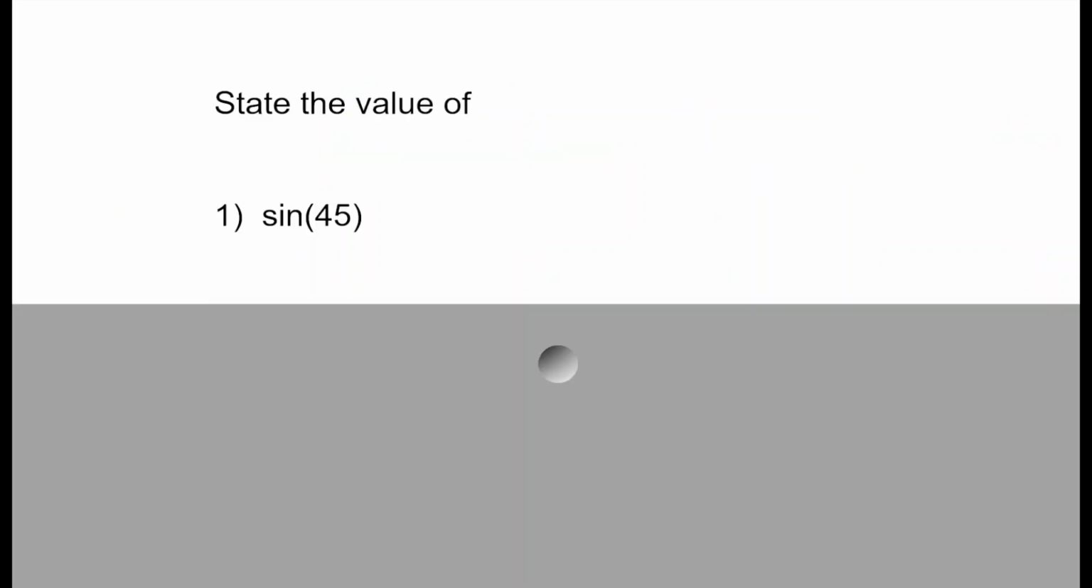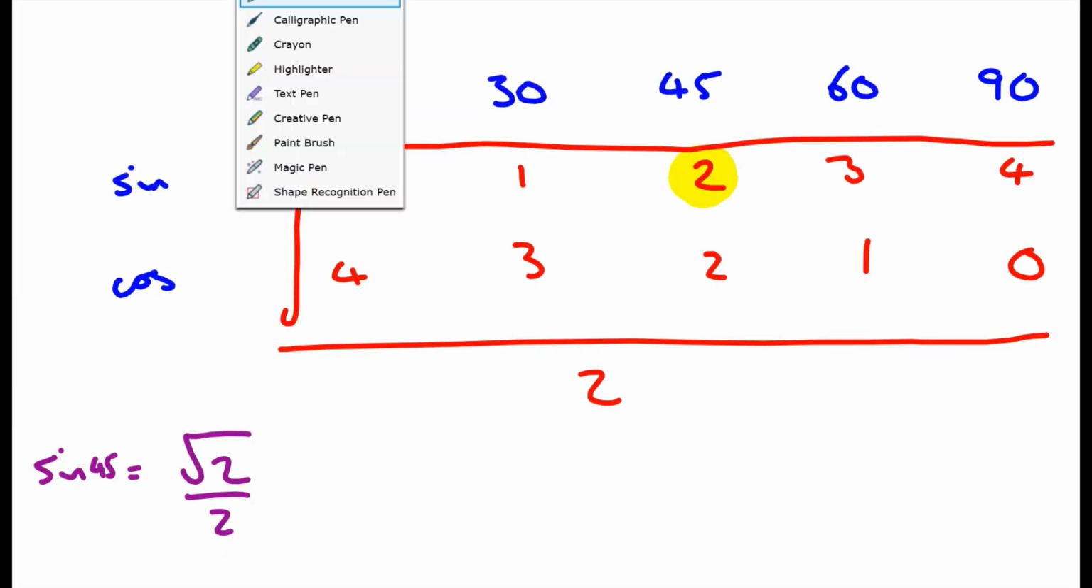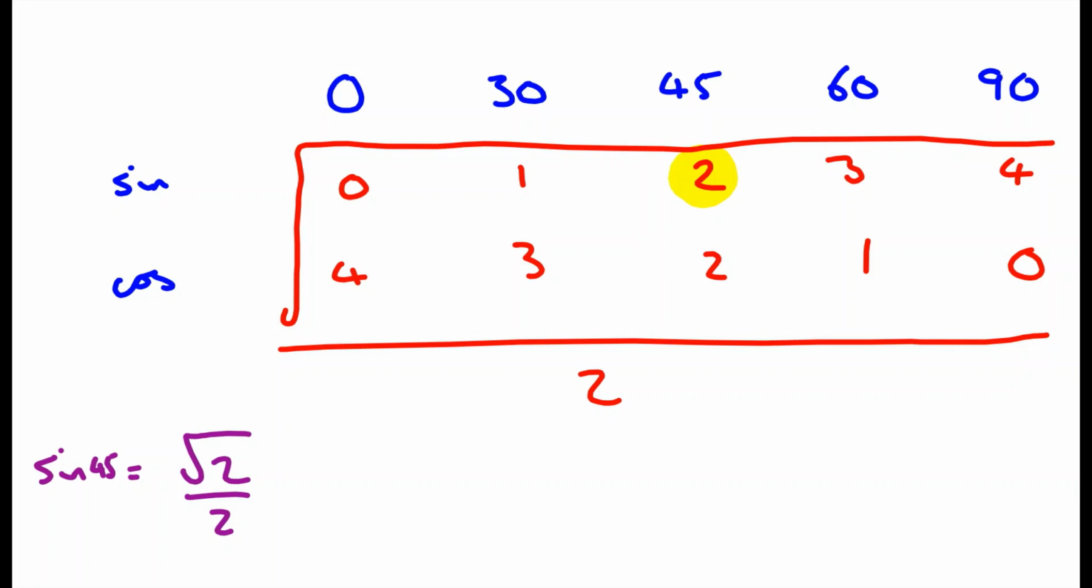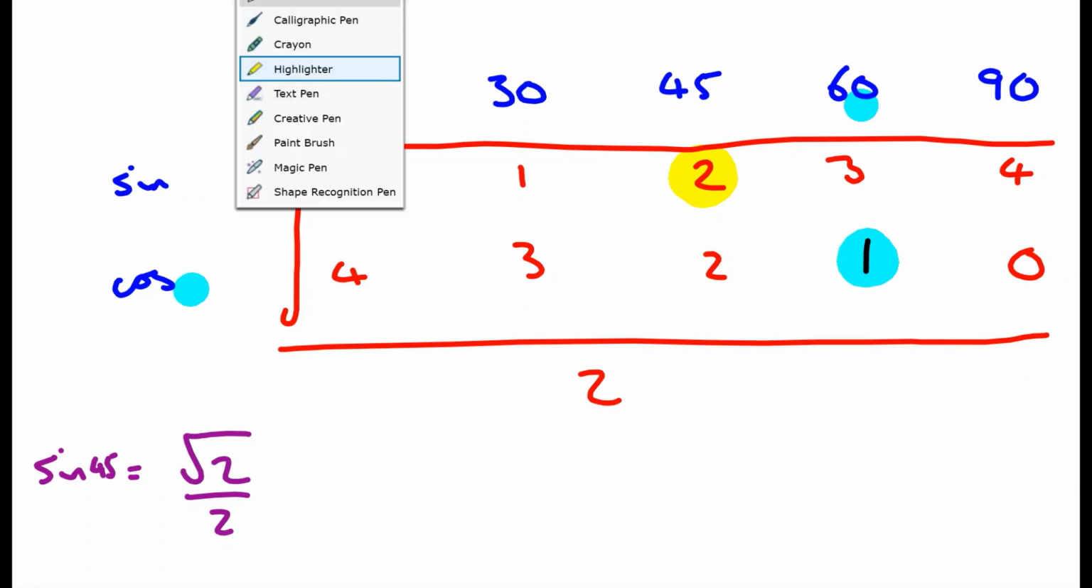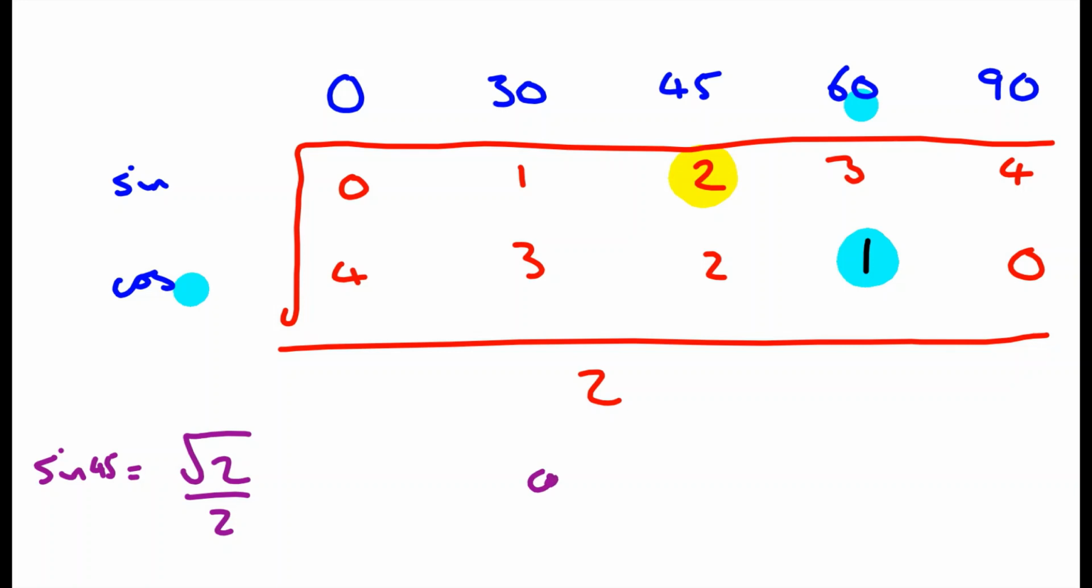Let's try another one. Cos 60. So I want cos 60, so I'm going to 60. Want cos, going down to that there. So we've got cos 60 equals the square root of 1 over 2. Well, the square root of 1 is just 1 over 2, which is a half.